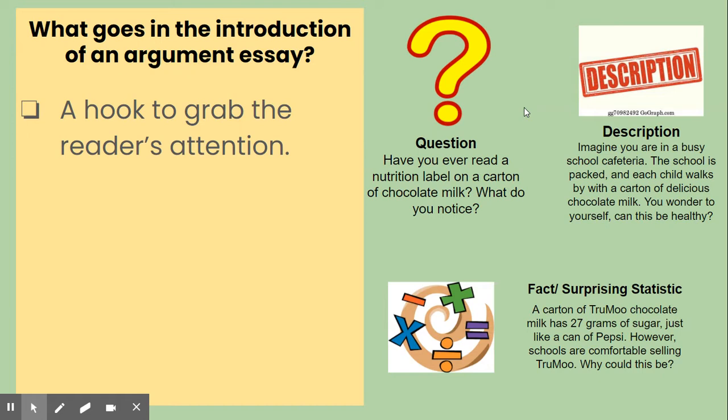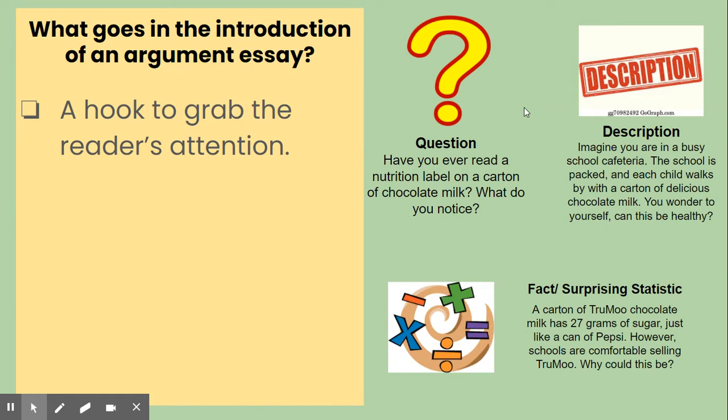So I tried out 3 different hooks for my essay, and then I'm going to pick which one I like best to use. All right, so for my question hook, I wrote, "Have you ever read a nutrition label on a carton of chocolate milk? What do you notice?" For my description, where we paint a picture in the reader's head, I said, "Imagine you are in a busy school cafeteria. The school is packed and each child walks by with a carton of delicious chocolate milk. You wonder to yourself, can this be healthy?"